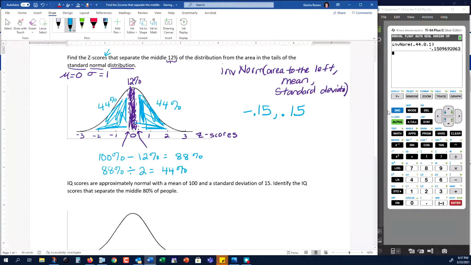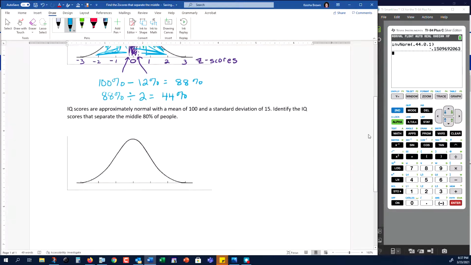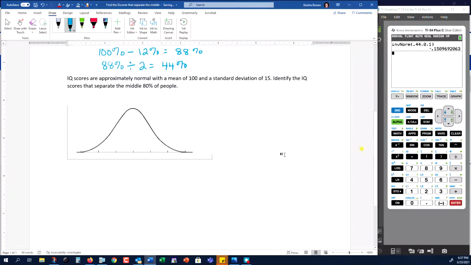Now, what if your data hasn't been converted to z-scores? What if it's like this problem? Then we approach it the same way. Our mean is 100, that goes in the center. Our standard deviation is 15, therefore we add 15 on the right. We subtract 15 on the left.